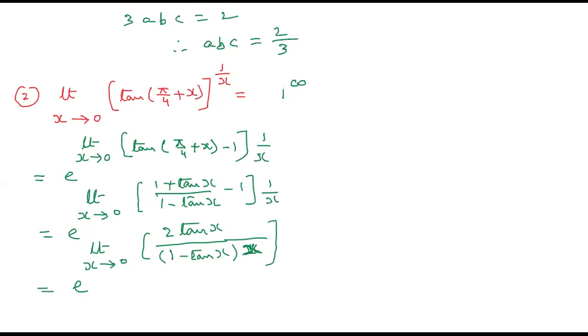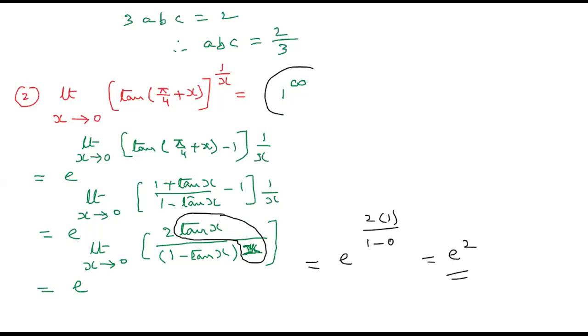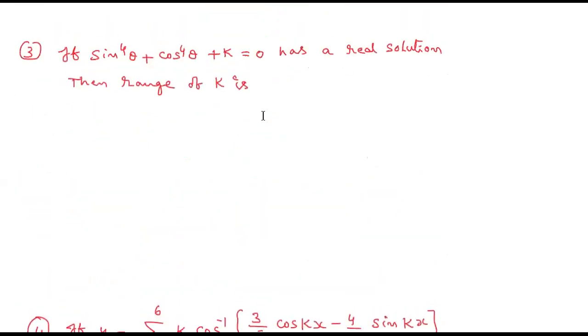Here observe that limit x tends to 0, tan x by x, what is the value? It is 1. Now in place of x substitute the limit, tan 0 is 0. We get finally e power 2 into 1 divided by 1 minus 0, that is e square. This is also a very easy problem, but this is a 1 power infinity form. Remember the formula. Okay. So if you know the formula, we get the answer easily. Next, I'm going to the third question.